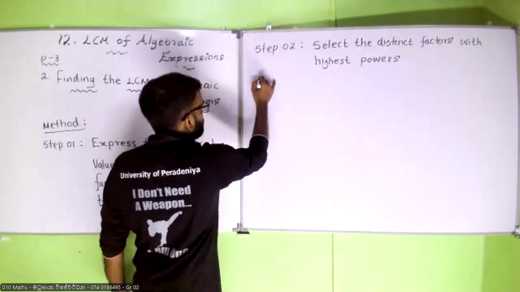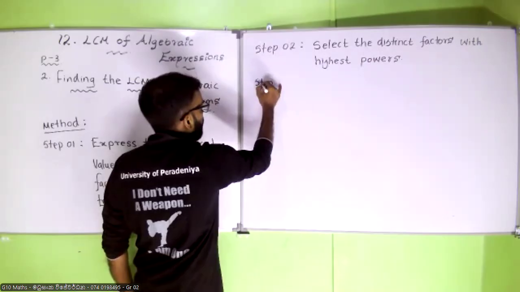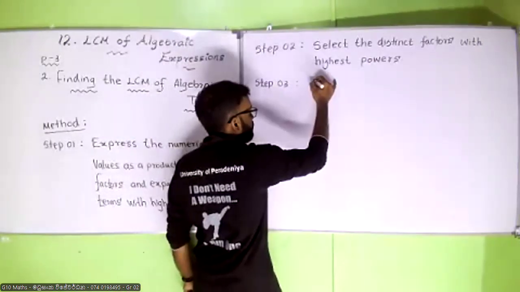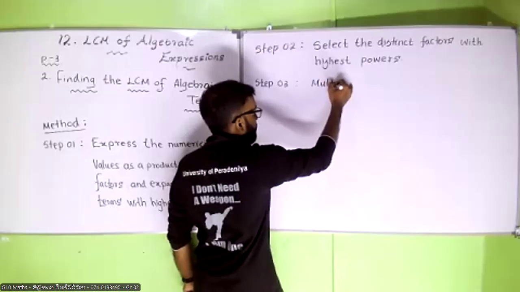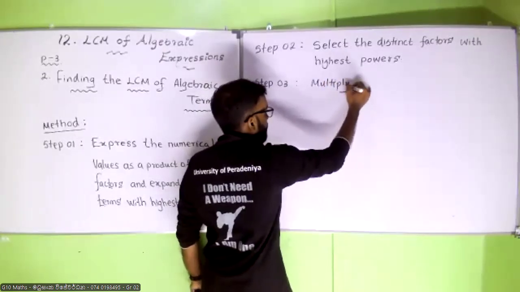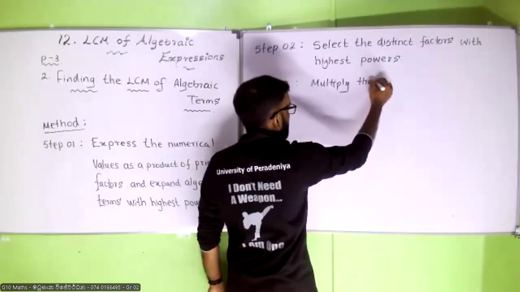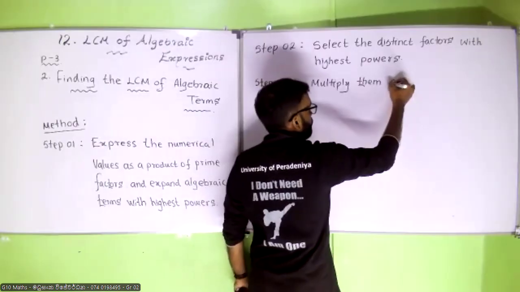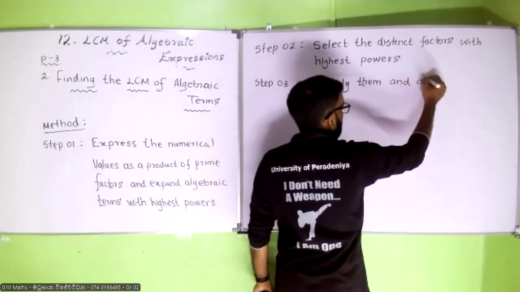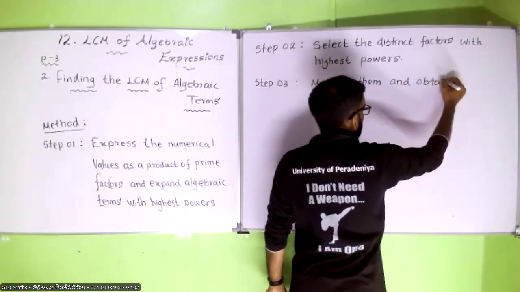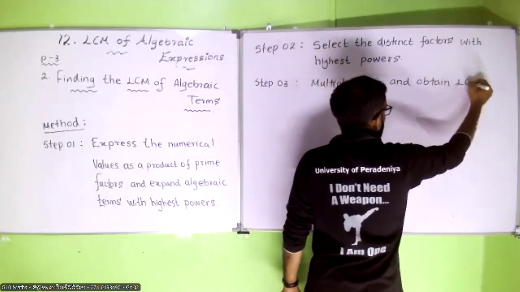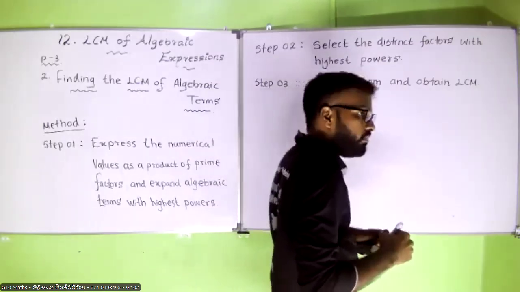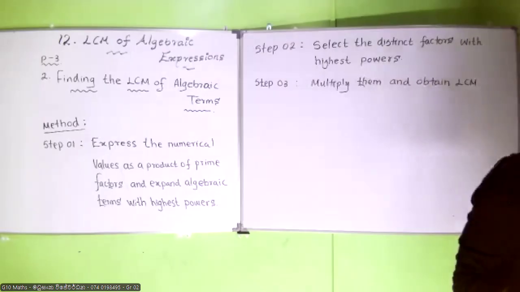Step number 3. And you know what to do under step number 3 as well, right? Multiply them and obtain the LCM.